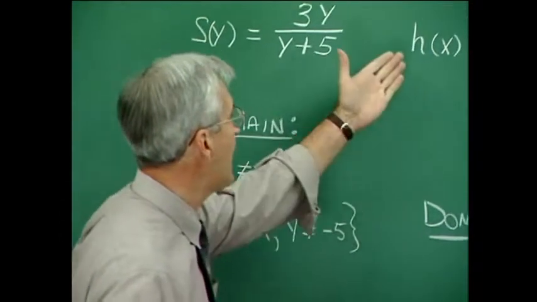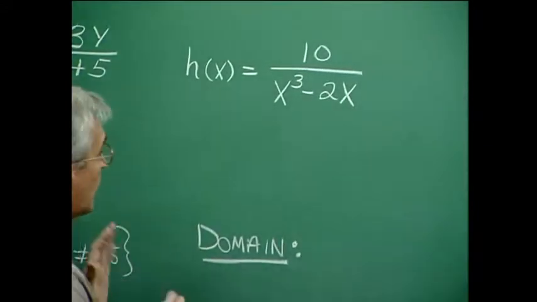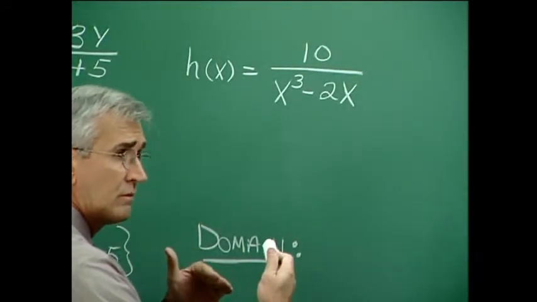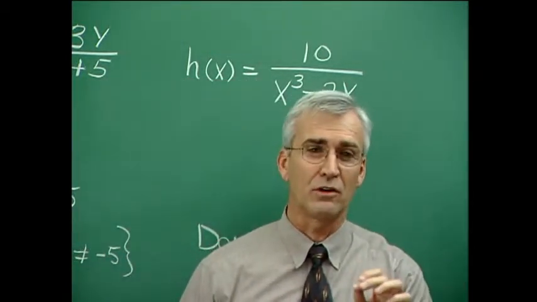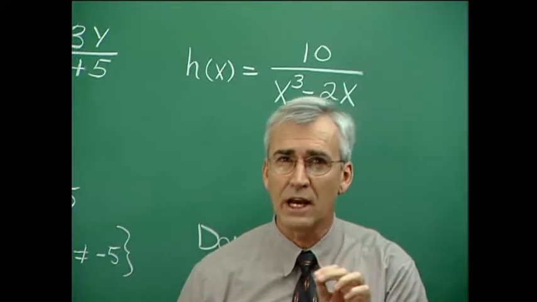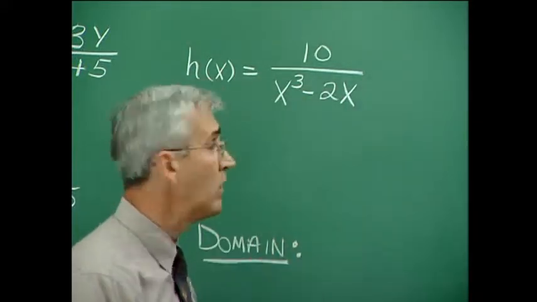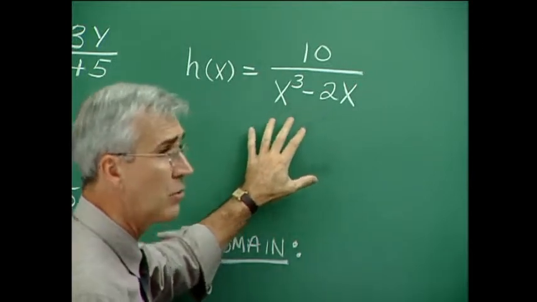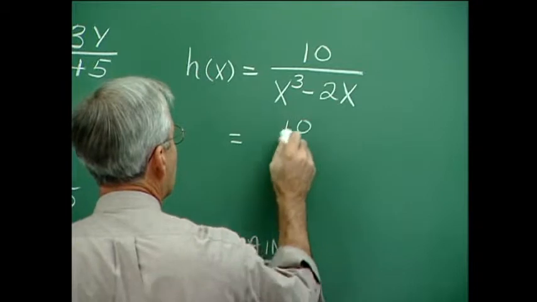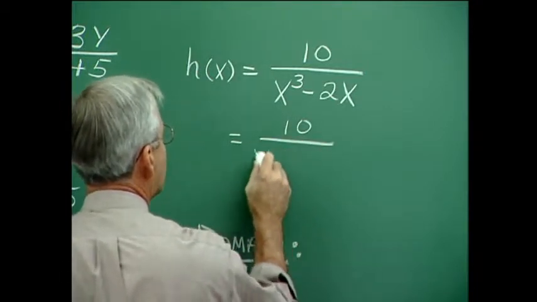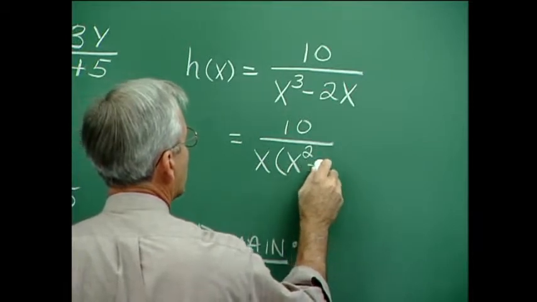Here's another one, h of x is 10 over this expression. We want the domain, but to identify domain, we really just need to identify the limitations on the domain. And those limitations are values of x that will cause the denominator to become 0. Well, we can see those values much more clearly if we see a factored form here. So we would probably go through a step to factor, and we take out a common factor x, and we have x squared minus 2.